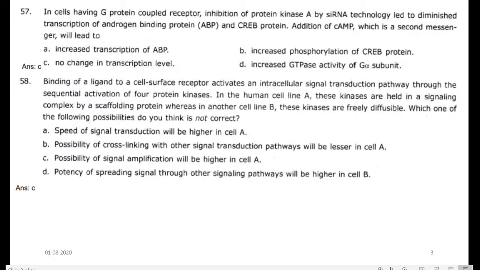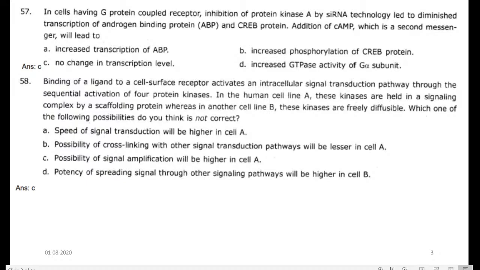Here the question is the addition of cAMP, which is the second messenger. If there is activation by cyclic AMP, it leads to no change in the transcription level. The added cyclic AMP drives the upcoming process, so there is no change.